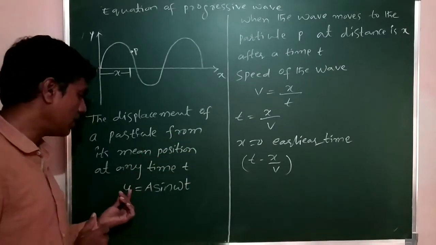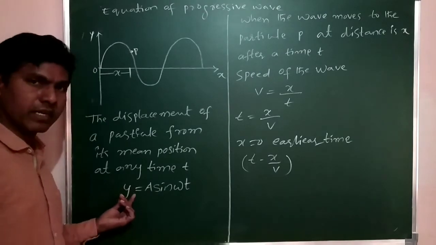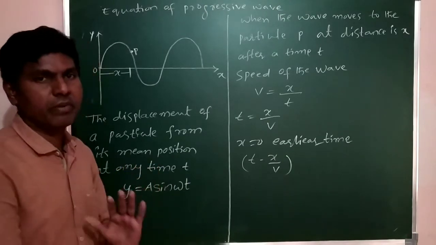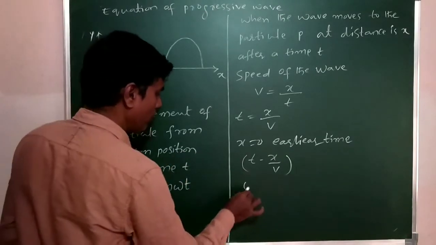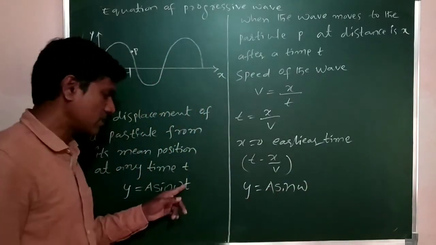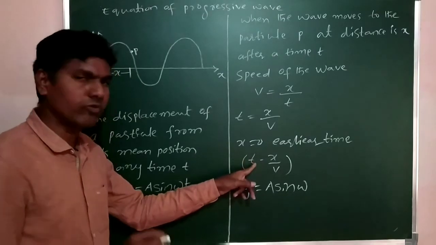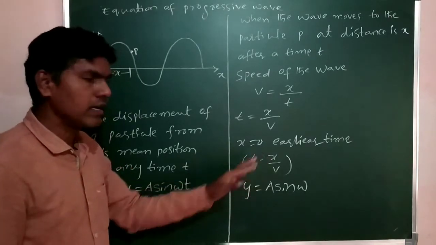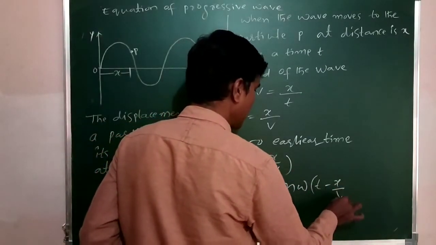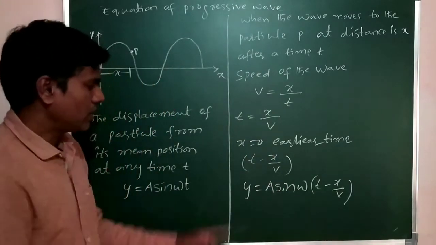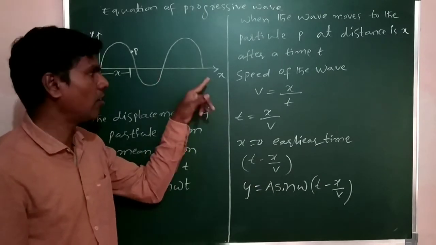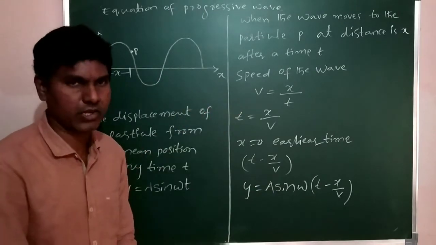The displacement equation of this particle's wave can be changed. So how can it be changed? See that, y equal to a sin omega, and in the place of t we take t minus x by v. This wave equation represents a wave traveling along the positive x direction.